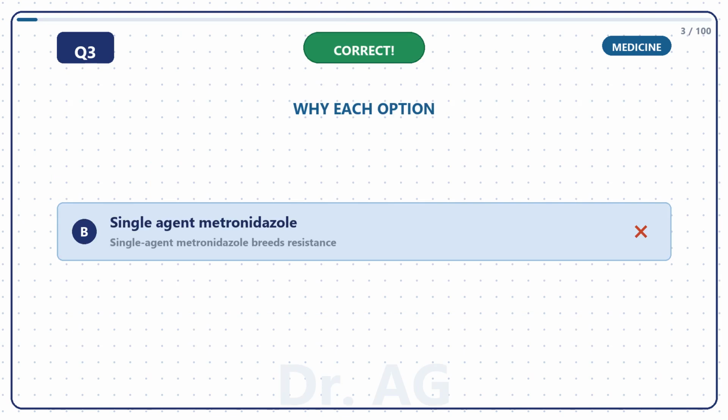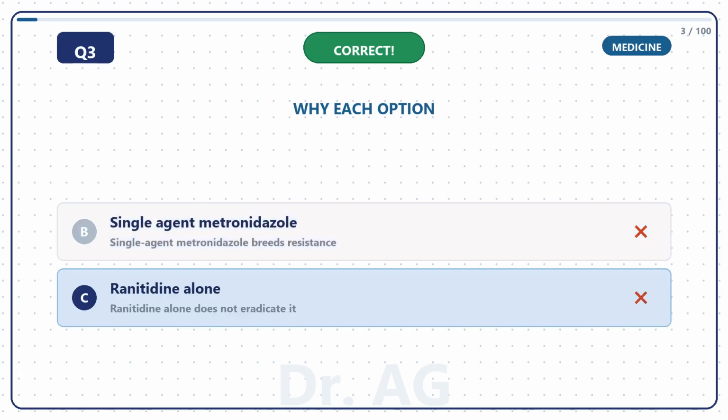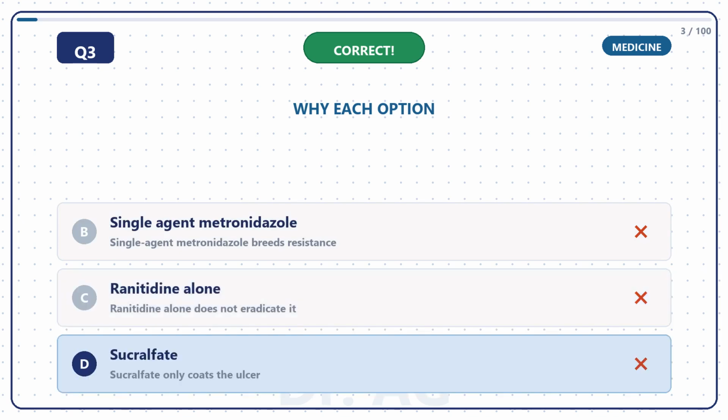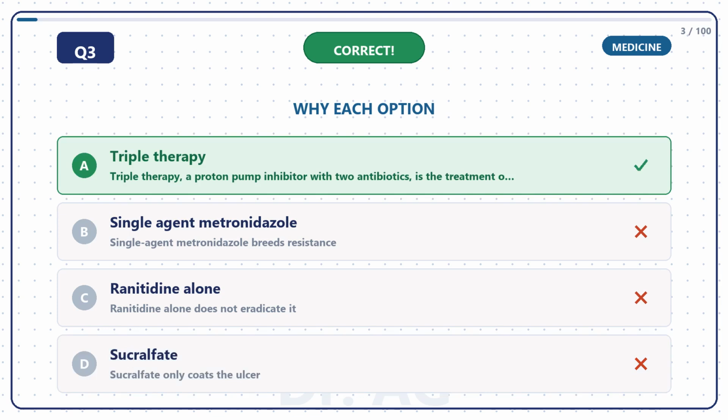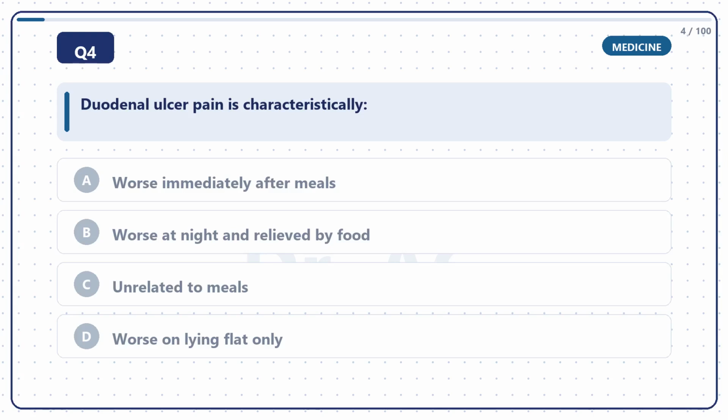Single agent metronidazole. Single agent metronidazole breeds resistance. Ranitidine alone. Ranitidine alone does not eradicate it. Sucralfate. Sucralfate only coats the ulcer. And the correct answer is triple therapy. Triple therapy, a proton pump inhibitor with 2 antibiotics, is the treatment of choice. So, the right answer is option A. Triple therapy.